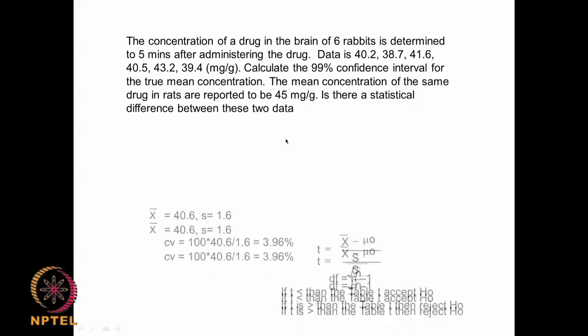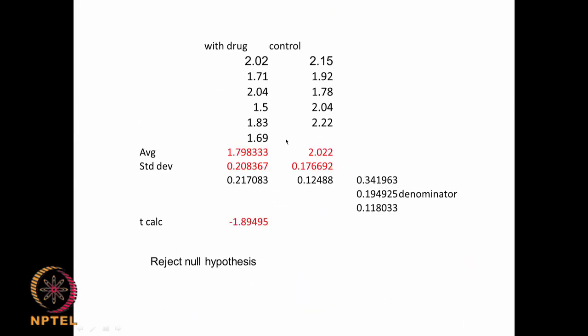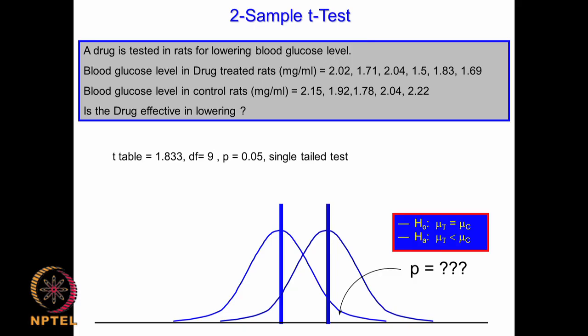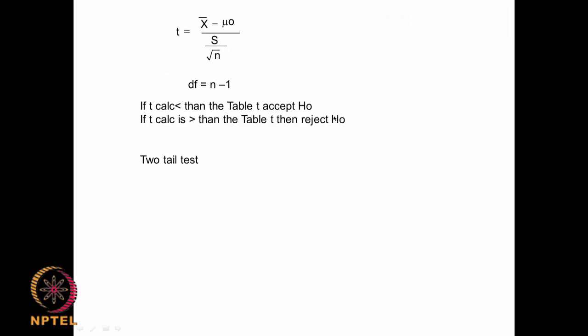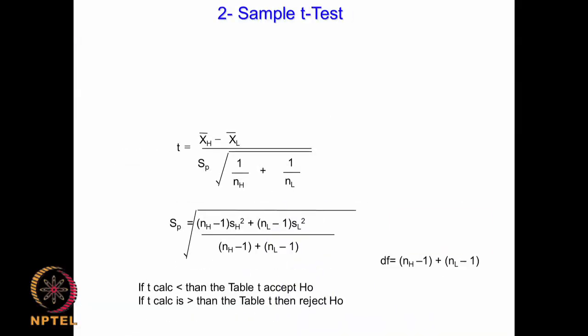So the t calculated should be greater than 1.833, and it comes to 1.89. So we can reject the null hypothesis. Please note, it is only marginally higher. 1.89 and 1.833 is not very high, whereas if you take a 99% confidence level, that is 0.01, for 9 degrees of freedom it is 2.82. The t table value is higher, so we will not reject the null hypothesis. So it is very close.